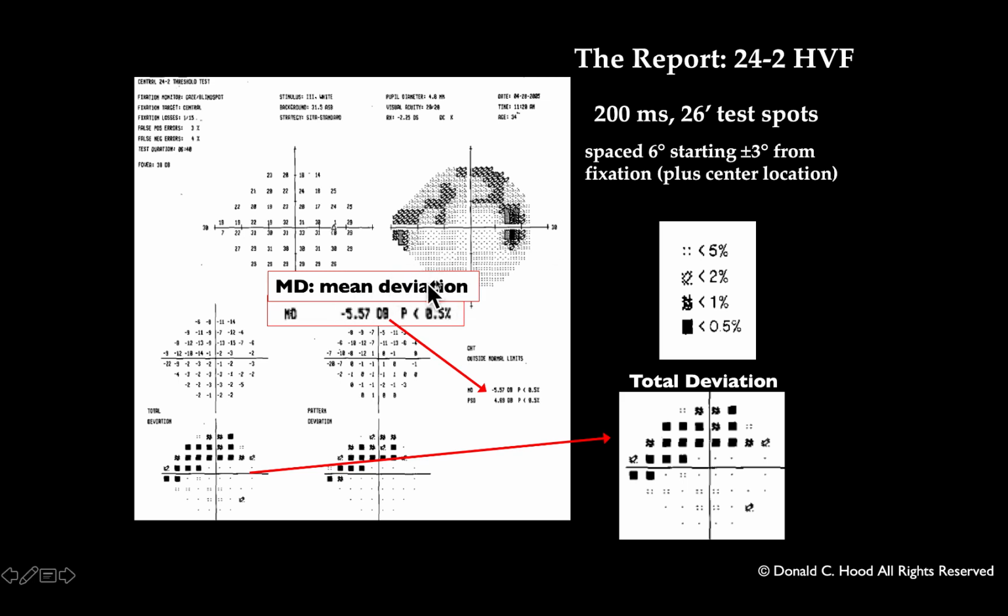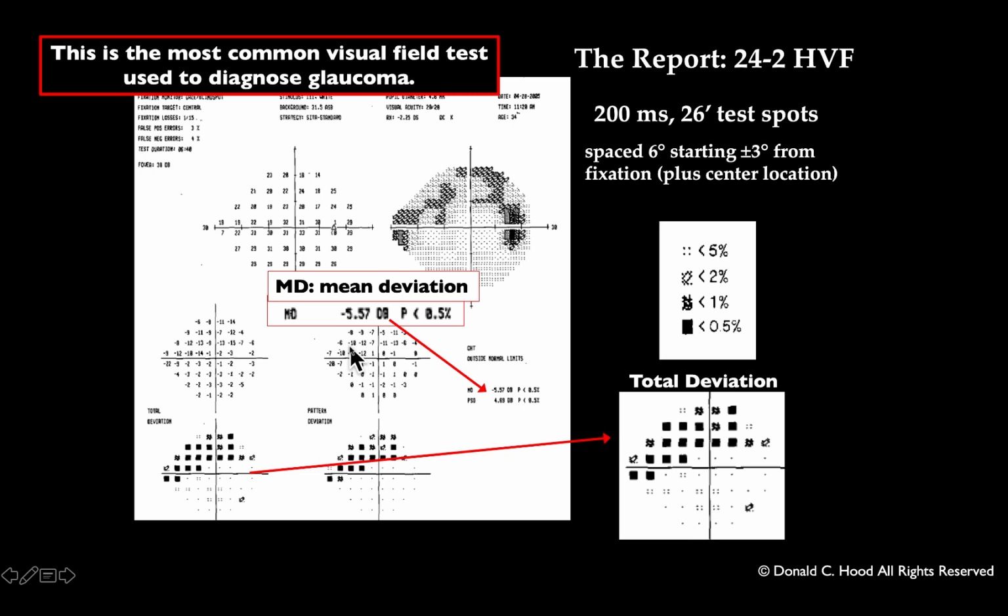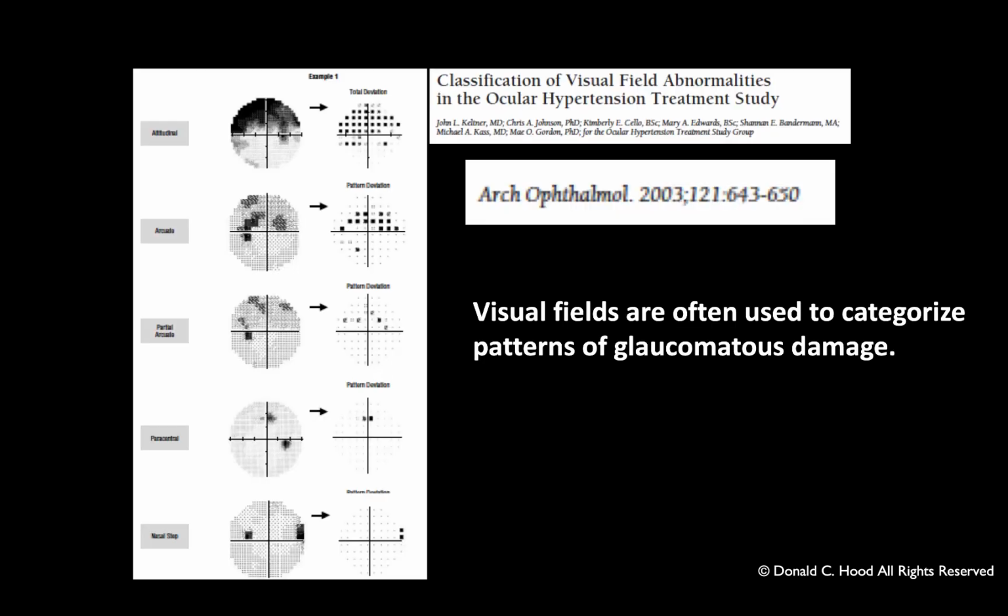So one thing we'll use is the mean deviation here, which is not quite this, but you can think about it as the average of these points. This is the most common visual field test used to diagnose glaucoma. Visual fields are often used to categorize patterns, right?